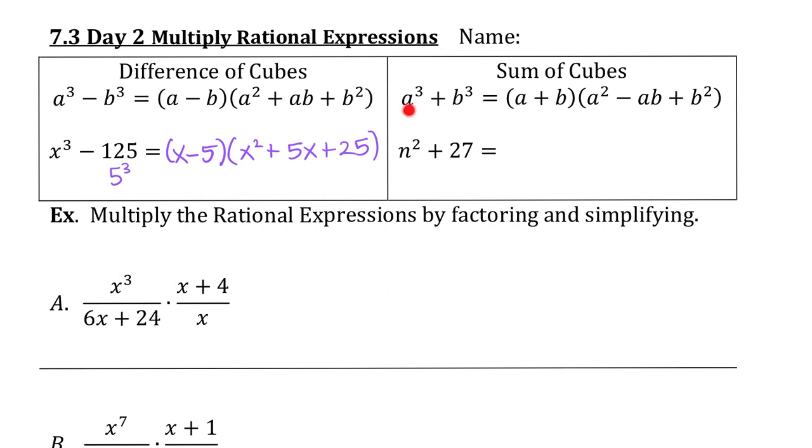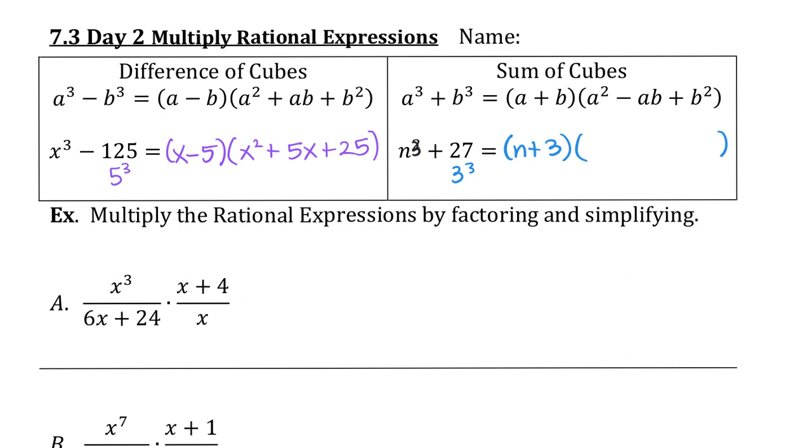Okay, for sum of cubes, a cubed plus b cubed, it's very similar to the previous one, but there's an a plus b here. If there's a plus here, there's a minus here. There's always only one minus sign. So, this should be n to the third plus 27. What is 27? 3 to the third. So my first parenthesis is n plus 3.